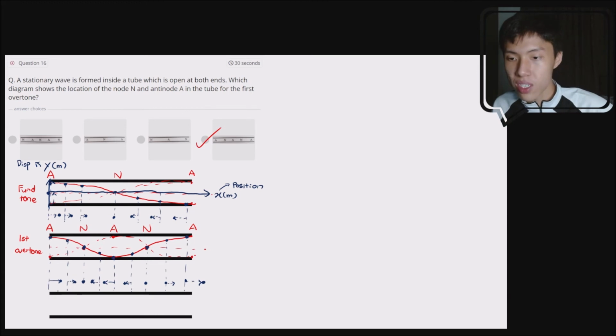Okay, so you see that there is a region here. What's happening in this region? It's a compression.